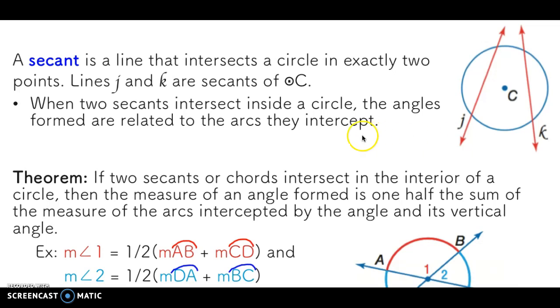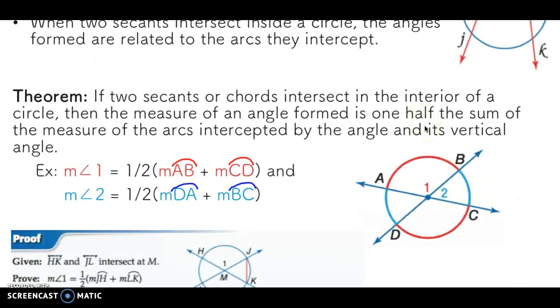So when two secants intersect in a circle, the angles formed are related to the arcs they intersect. Alright, so we did briefly discuss this theorem here. The theorem says that if two secants or chords intersect in the interior of a circle, then the measure of an angle formed is 1/2 the sum of the measure of the arcs intercepted by the angle and its vertical angle.